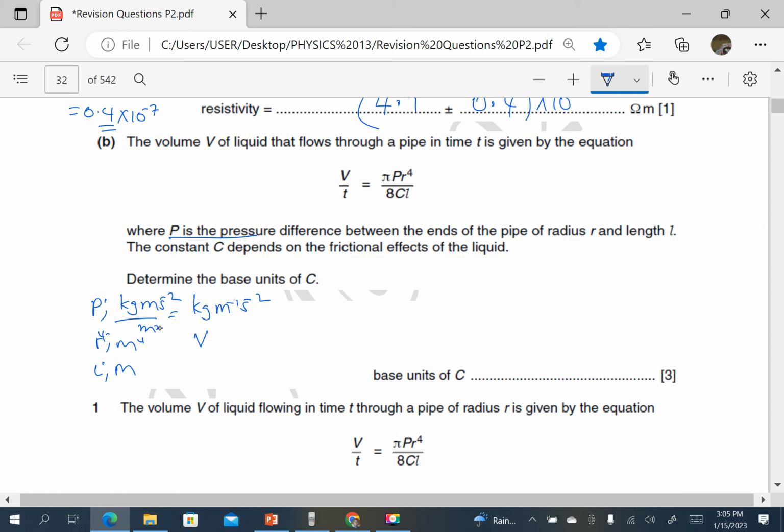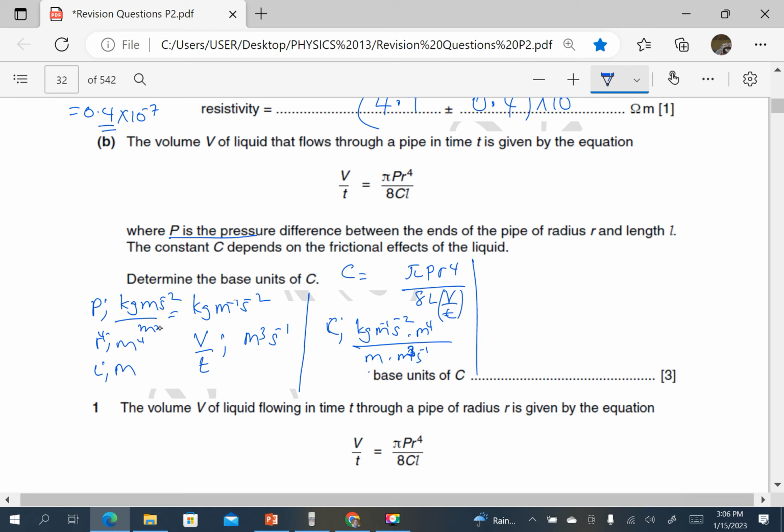So V over T is volume over time. The base units will be meters cubed divided by seconds, meters cubed per second. So let's now find the base units of C. I'm making C the subject, so C is going to be pi times P times R power 4 divided by 8L times V over T. So the units of C are going to be P, kilogram per meter per second squared. Then times R, I'm ignoring all the constants. R is m power 4 divided by L, which is meters, V over T, which is meters cubed per second.